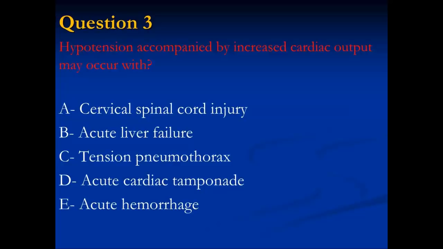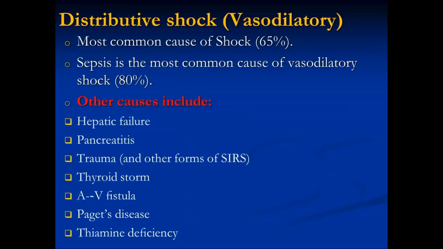Hypotension accompanied by increased cardiac output may occur with. So you have shock and cardiac output is high. What does it occur with? You have cirrhosis, liver failure, tension pneumo, cardiac tamponade, hemorrhage. So the vasodilatory shock is the most common cause of shock. We talked about this. Two thirds of the cases of shock you're going to see are this type. Sepsis is the most common cause of that, 80%. So 80% of the causes of vasodilatory or distributive shock is sepsis.